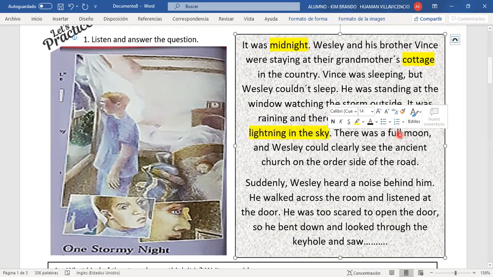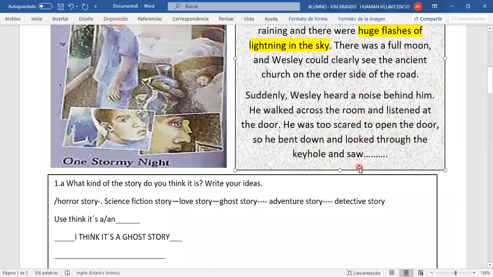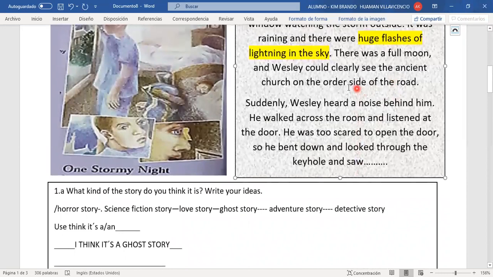Yes, there was a full moon. Wesley could clearly see the ancient church. Una church es una iglesia antigua, on the road, al lado de la carretera. Suddenly, de repente, Wesley heard a noise behind him. He walked across the room and listened at the door.